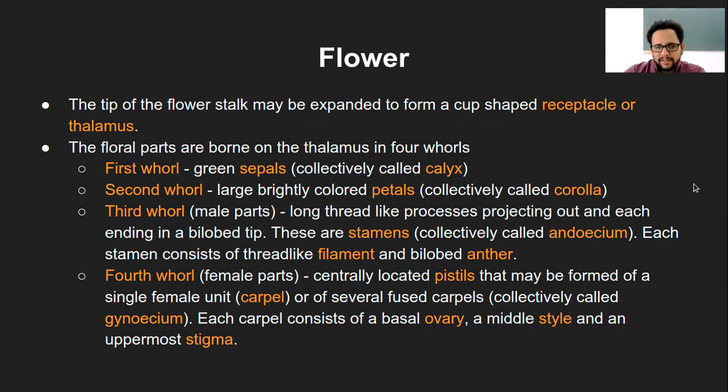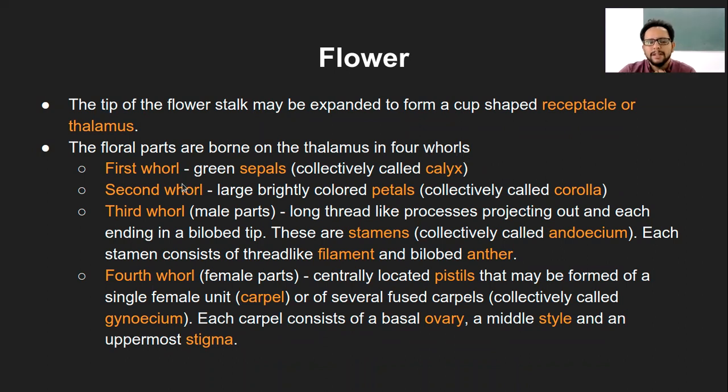Now, these floral parts, that means whatever components are present on the flower or in the flower, they are born on the thalamus or the receptacle, and they are specifically four whorls. And like I said, this whole terminology is referring to the parts. In a flower, the parts are specifically called whorls.